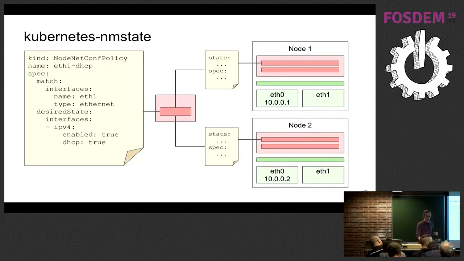Now, then starts the mechanism already described. The daemon set picks it up and uses NetworkManager to run dhclient on the interface.